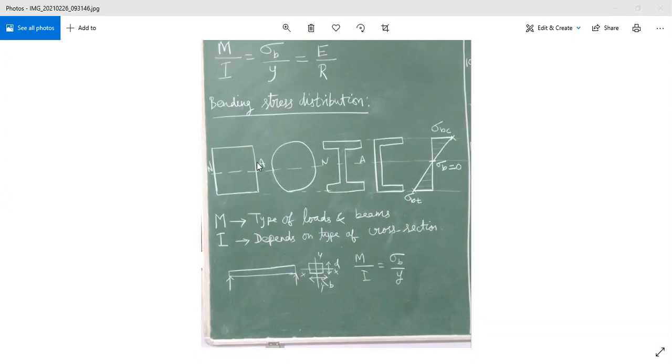y is nothing but, if the section is symmetric about the x-axis, total depth divided by 2. So here also total depth divided by 2. Here also, y is nothing but total depth divided by 2. So the magnitude of bending stress above the neutral axis and below the neutral axis will be the same, and only the nature differs, compression and tension, but magnitude-wise the same if the given section is symmetric about the x-axis. If the given section is not symmetric about the x-axis, the situation changes, and we need to keep that in mind.